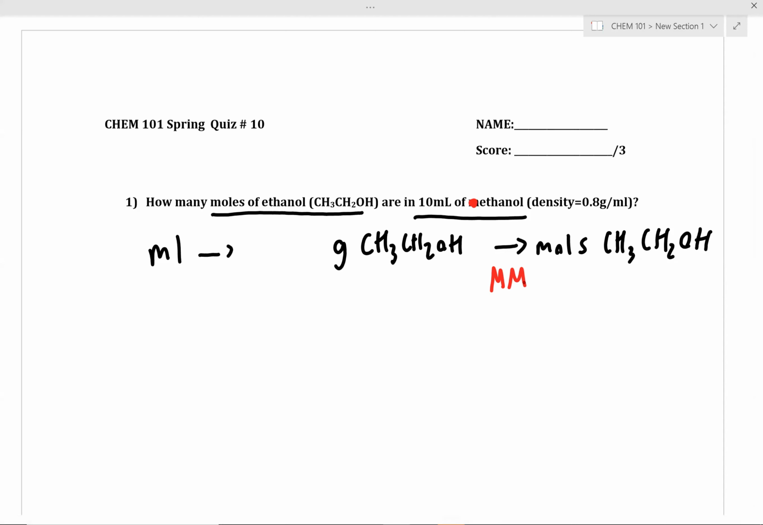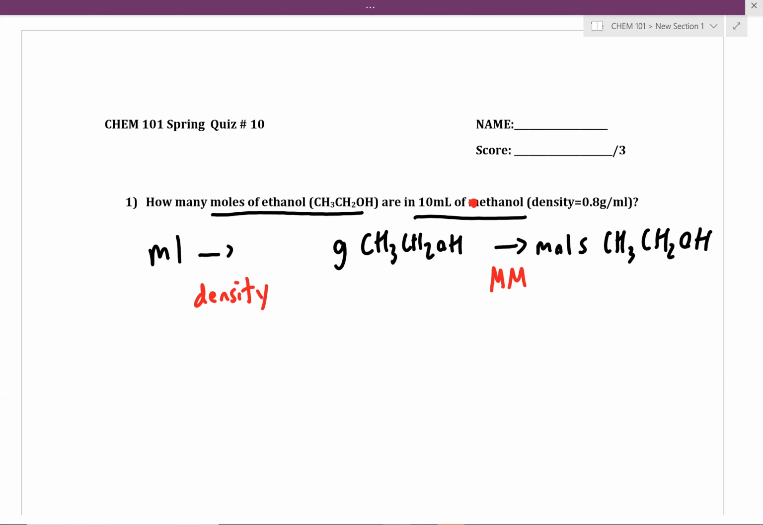How do we get from volume to mass? What conversion factor do we use? What conversion factor do we have that relates grams, mass, and milliliters, volume? Density, exactly. So we're going to use the density as our conversion factor. Have we done volume to mass conversions before in chapter 1? Yep. This time we're applying it to a compound as part of a mass mole conversion.